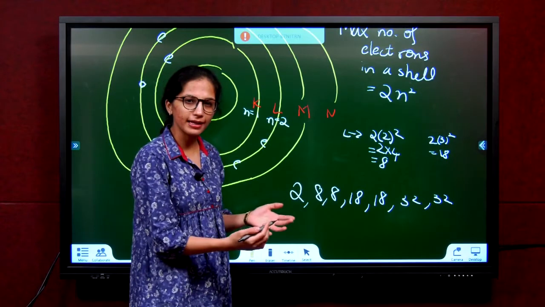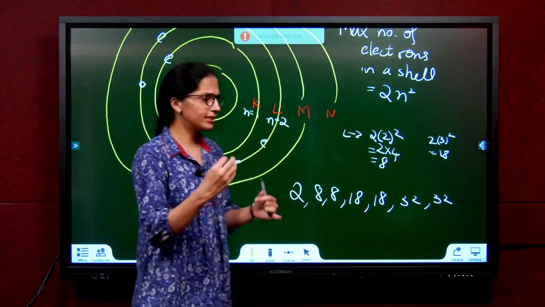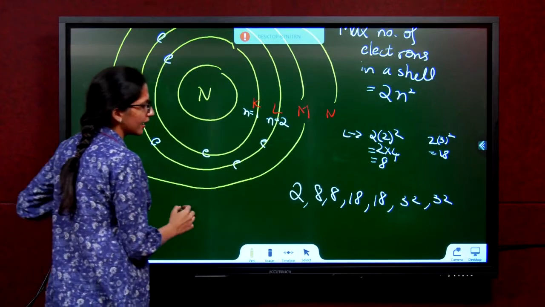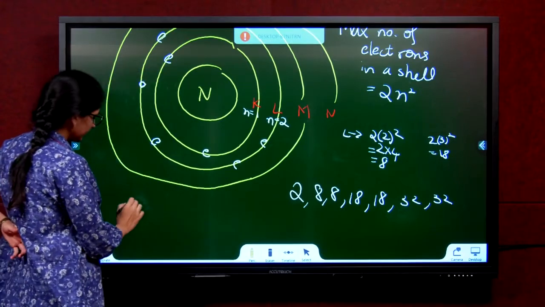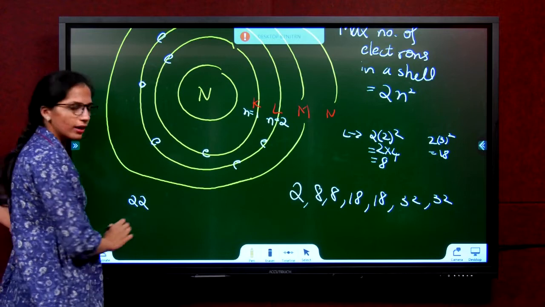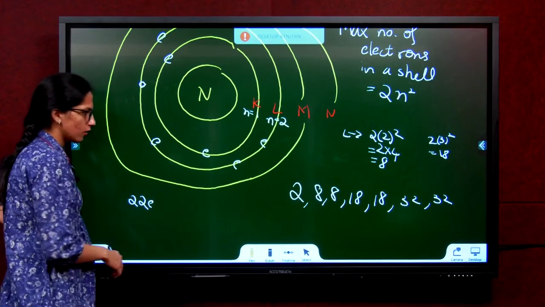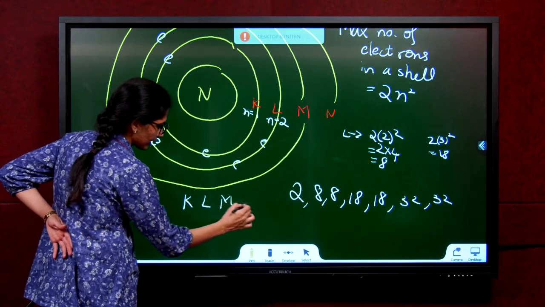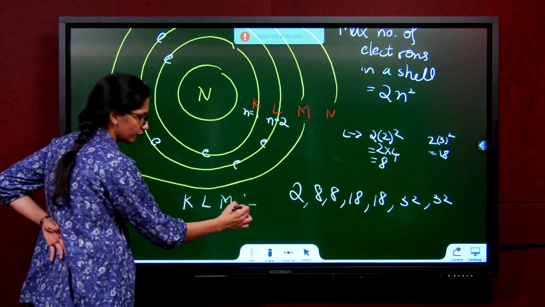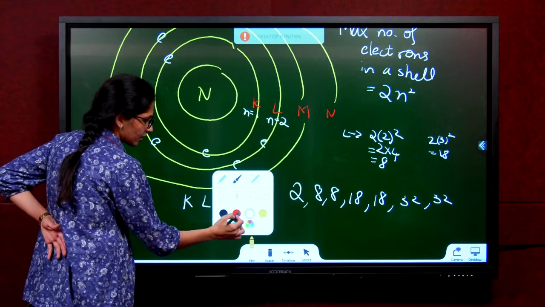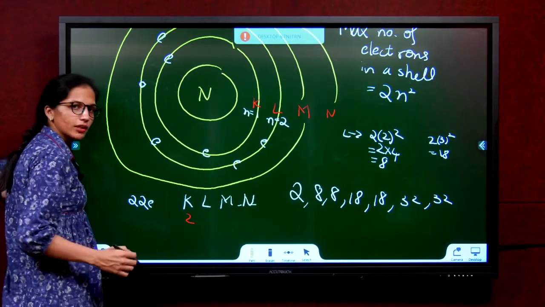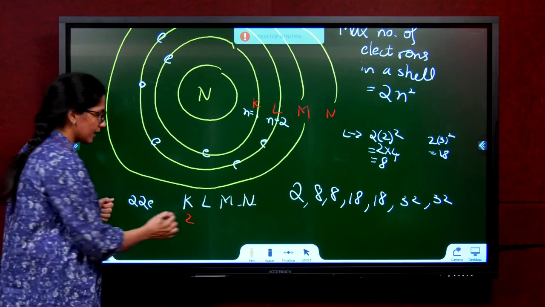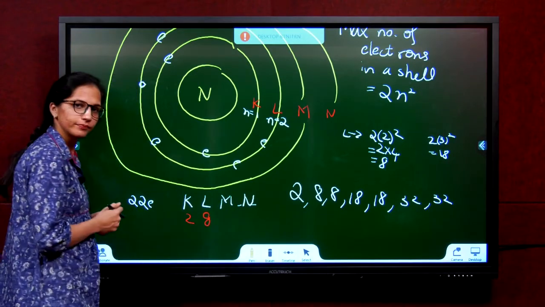It is very complicated. All you need to remember is, suppose I have 22 electrons. How do I fill it? You have K, L, M and so on, 1, 2, 3, fourth shell. First 2 will go and sit here. Now I have 20 left. Out of the 20 electrons, 8 will go and sit here.